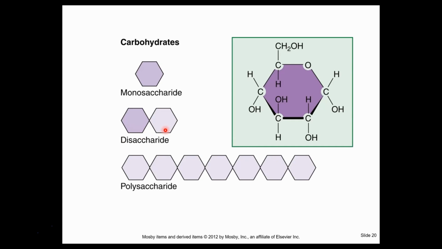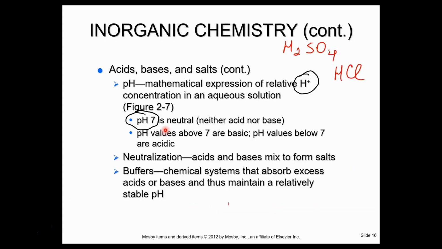Or, for example, two glucose molecules can join together and form maltose. That's the barley malt that we know. And lactose is the milk sugar, a combination of glucose and galactose. Okay, so now let's look at how they combine together.